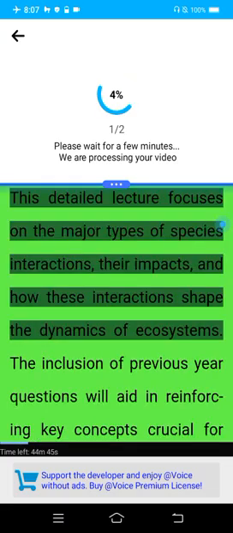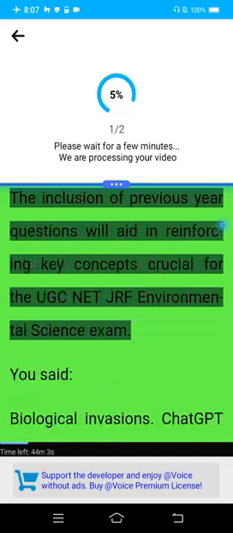Coevolution. 2021. This detailed lecture focuses on the major types of species interactions, their impacts, and how these interactions shape the dynamics of ecosystems. The inclusion of previous year questions will aid in reinforcing key concepts crucial for the UGC NET JRF environmental science exam.